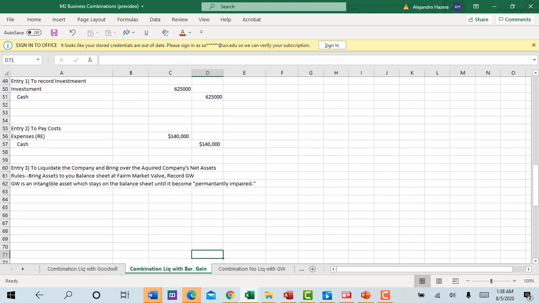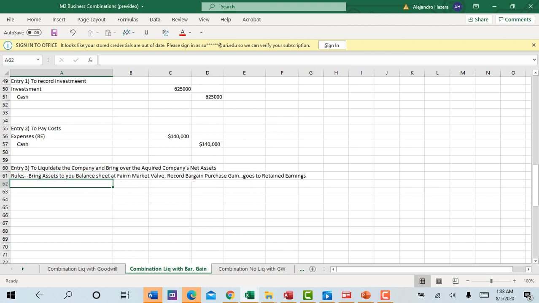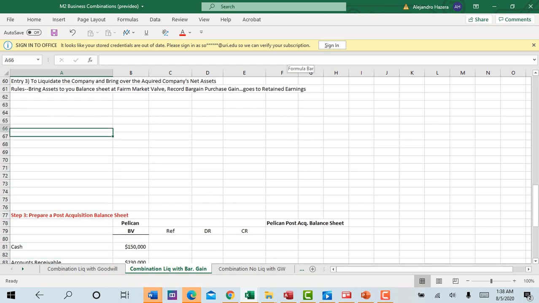This description is from the other sheet, obviously, that I did. We have to liquidate the other company, bring the assets over to the balance sheet, and record the bargain purchase gain, which goes to retained earnings.